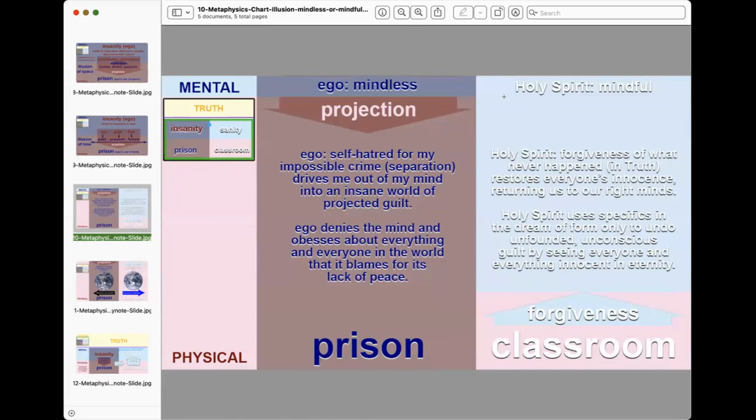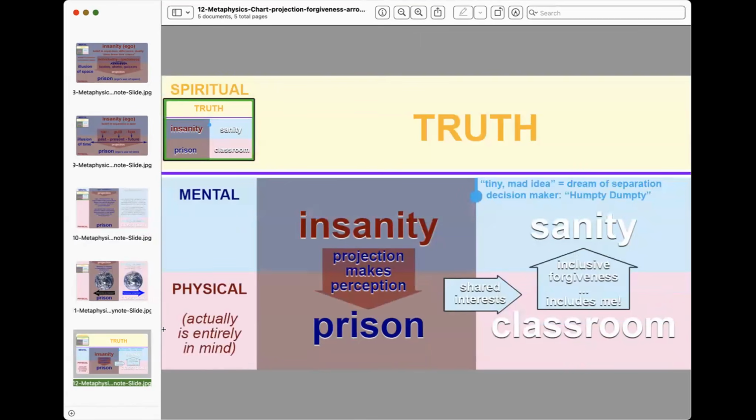So we can't afford not to be mindful. And when we do that, we're reminded that we're not bodies and that we're free. So that basically just reiterates that. So projection makes perception. Shared interests then bring us to the classroom of inclusive forgiveness, which includes me. And each one of us is an intrinsic part of that innocence. And then I put over here for the decision makers the Humpty Dumpty on the wall that never fell.